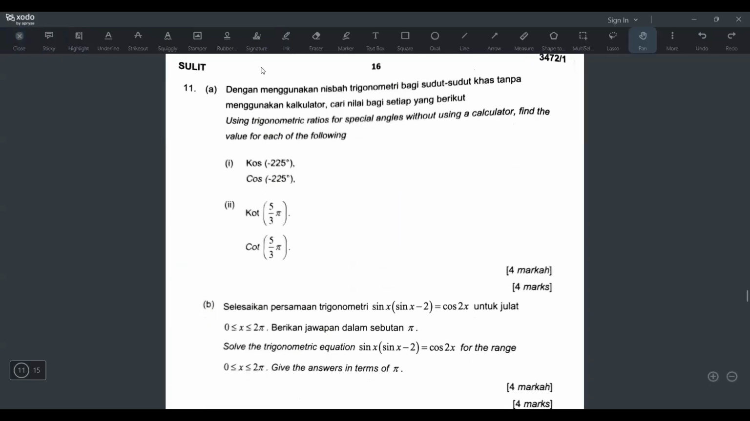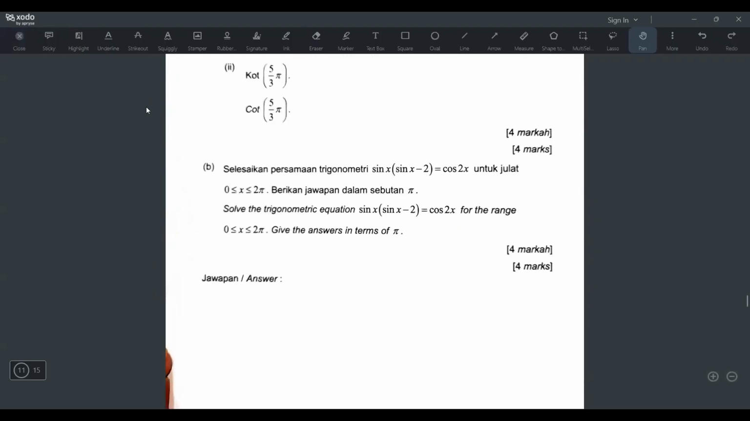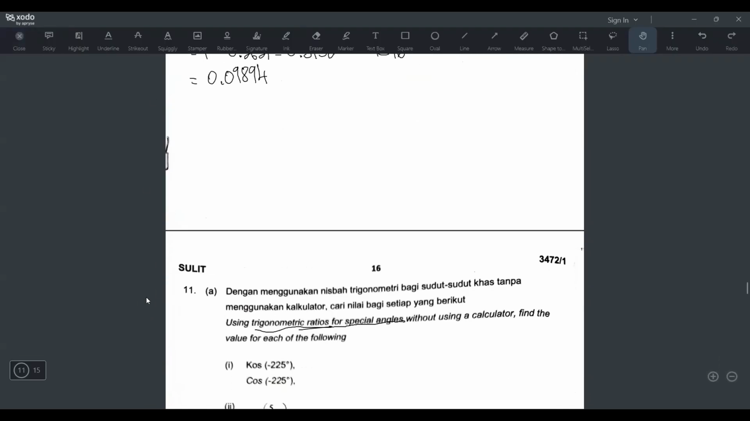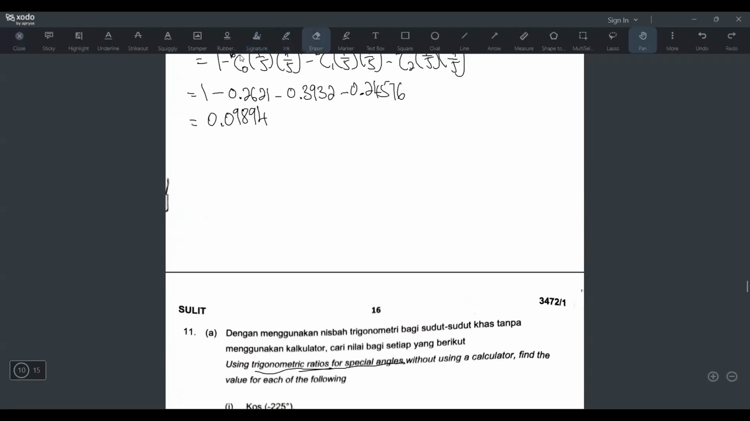Now we are at question 11. Let's go. Question A. Using trigonometric ratios for special angles without using a calculator, find the value of each of the following: cos -225, cot 5/3 pi. What is the meaning of trigonometric ratio for special angles? This means you cannot use a calculator, you have to use the table. And if you are my student, you know about this table because I asked you all to memorize it.